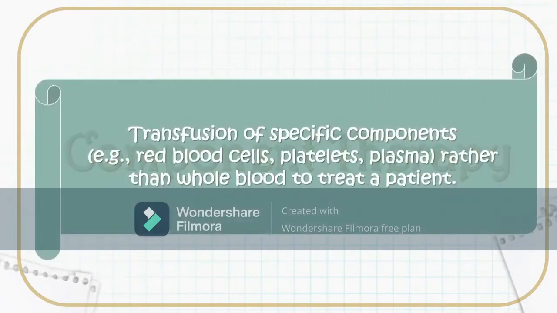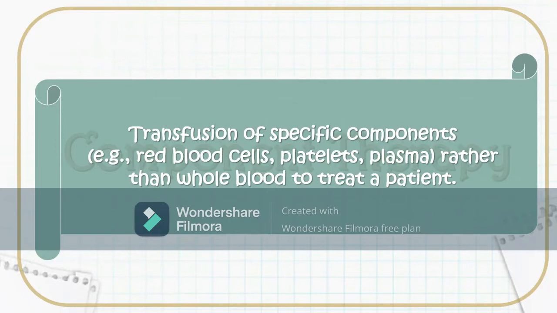What is component therapy? Component therapy is part of transfusion therapy, but specifically, it only involves the transfusion of specific components, such as your red blood cells, platelets, and plasma, rather than whole blood to treat a patient. Primarily, this is done to avoid circulatory overload. So in component therapy, we must first identify what the patient needs. And we will be preparing that specific blood component that could answer to the condition of our patient.